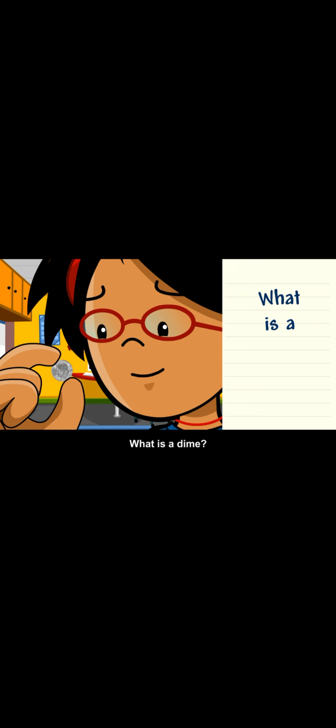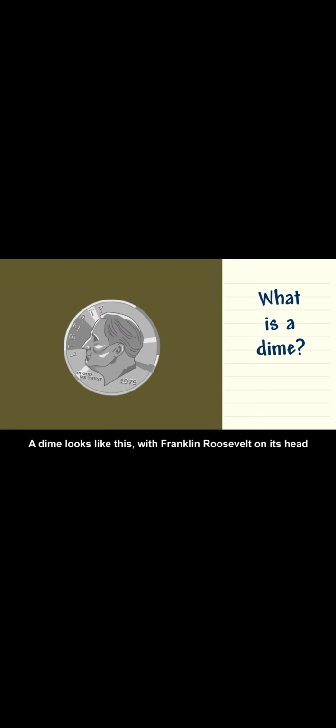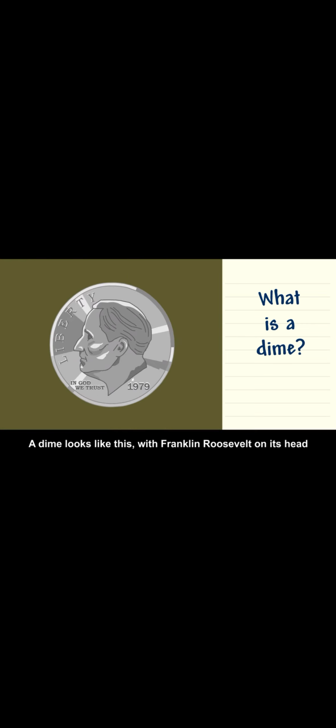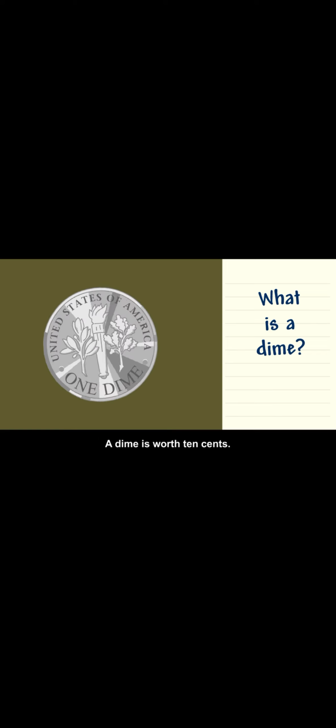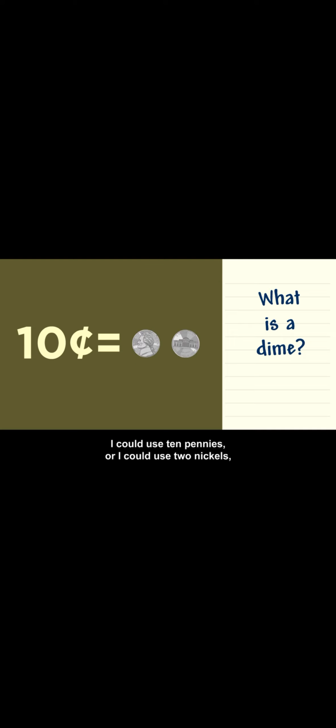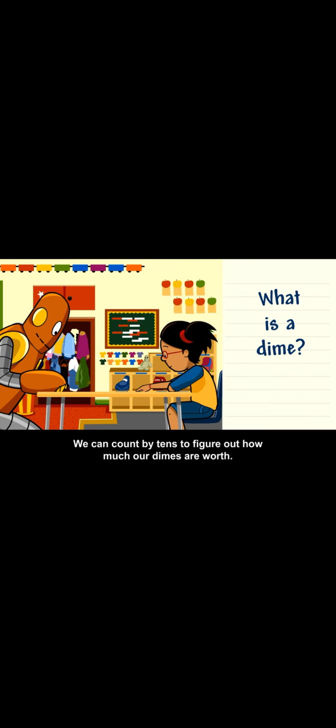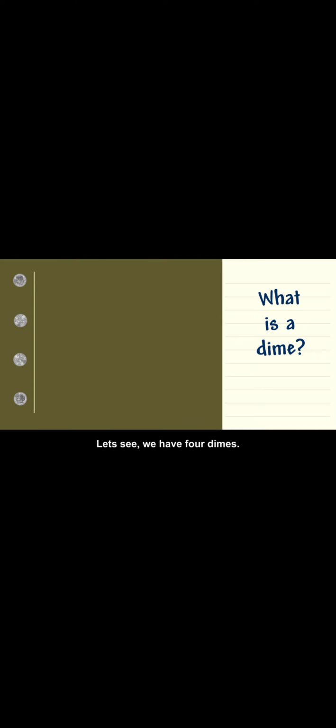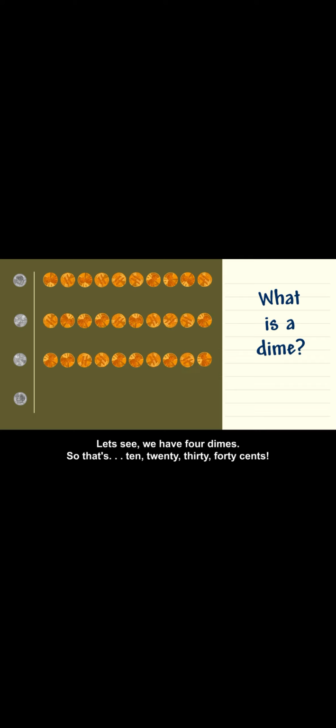What is a dime? A dime looks like this, with Franklin Roosevelt on its head, and a torch on its tail. A dime is worth 10 cents. There's a lot of ways to make 10 cents. I could use 10 pennies, or I could use 2 nickels, or I could just use 1 dime. We can count by tens to figure out how much our dimes are worth. Let's see. We have 4 dimes, so that's 10, 20, 30, 40 cents.